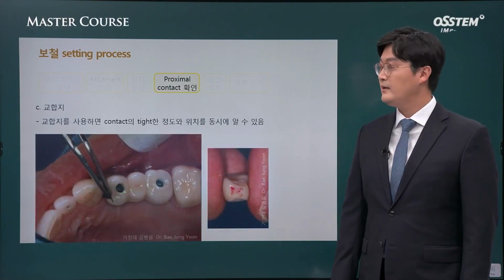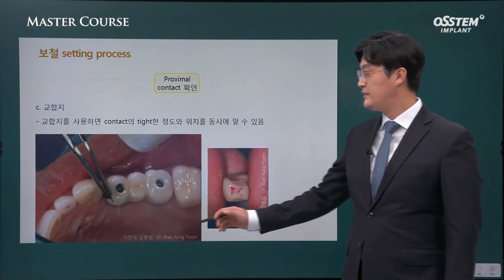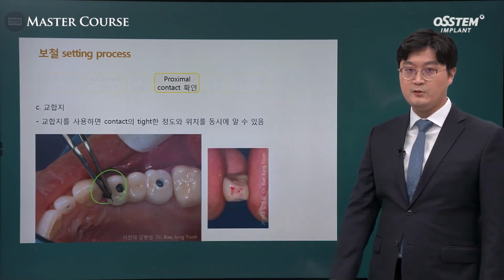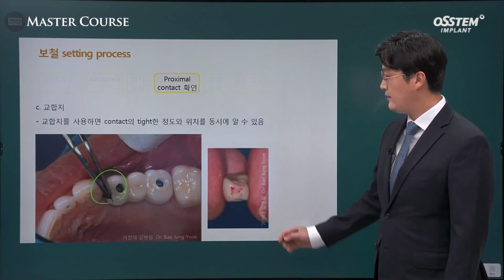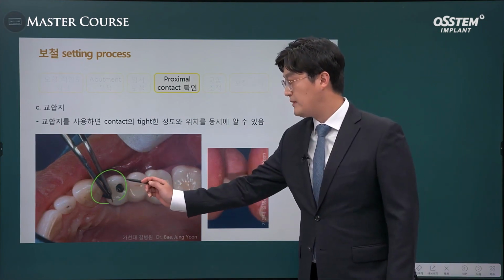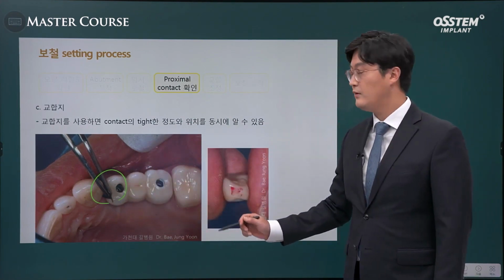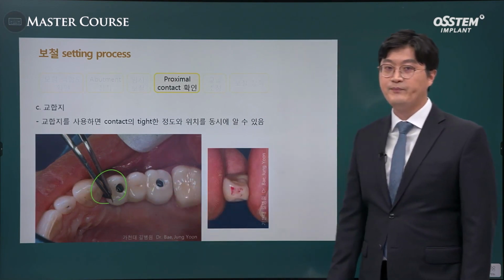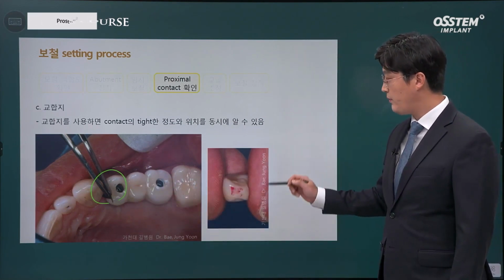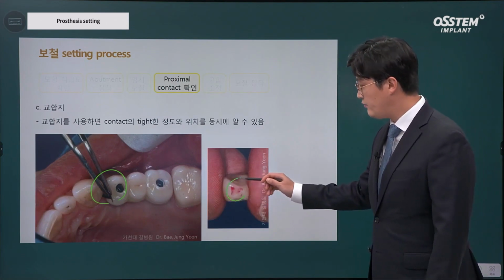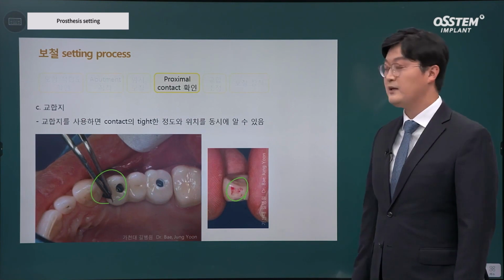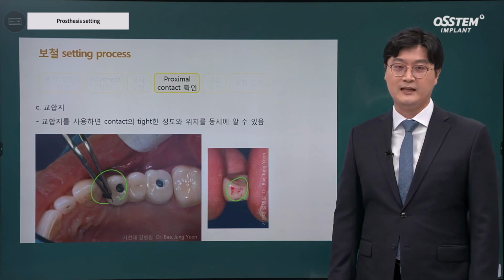Third is articulating paper. You can use it in oral cavity, or if you have plaster model, you can use it on there. If the articulating paper comes out loose, then the contact may be loose. If it is tight, then it will not slip through. The same as with the marker, you can see where it is in contact if you use articulating paper, and you can adjust the proximal contact area.